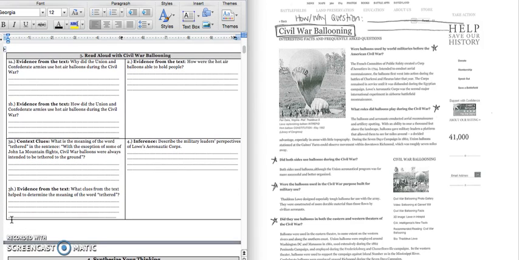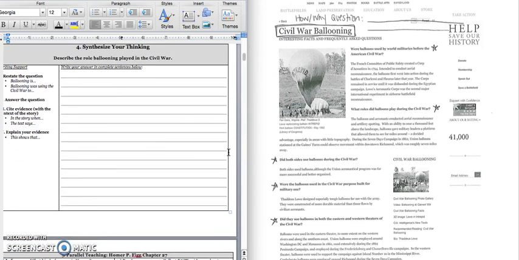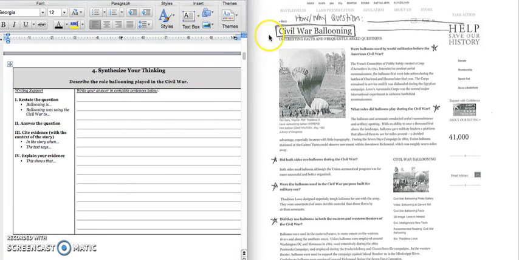All right, so I need you to turn in your notes page. If you need to, tear apart your packet so that you can have your text on one side and the answer sheet on the other. Please do that now. And then at the top of your text that says Civil War Ballooning, I want you to create a how or why question. So I'm thinking, how were balloons used during the Civil War? Why were balloons used during the Civil War? Go ahead and write that at the top near the title.